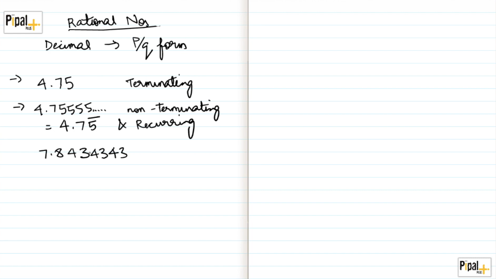7.84343343. Now interestingly, this time the digits 434343 are recurring all the way until infinity. So again, it is non-terminating because of these dots, and it is recurring because there is a pattern 43 which is getting repeated, and I'll just simply express this as 7.8 and 43 recurring. So for the recurrence of 43, I'll put a bar on top of both of these digits. So this signifies the recurrence of 4 and 3. So 4343, right?